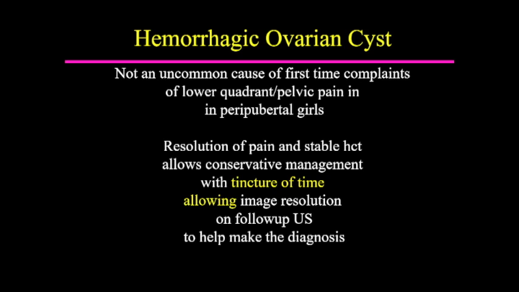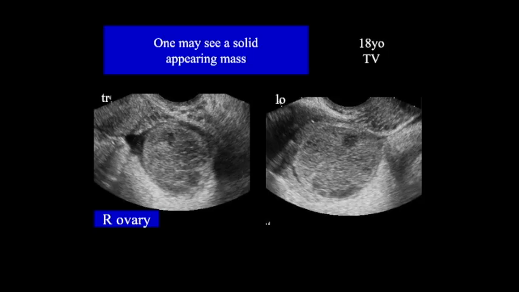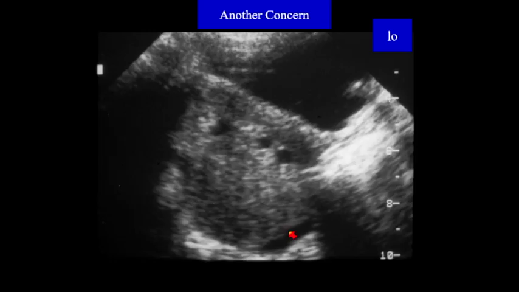So hemorrhagic ovarian cyst is not an uncommon cause of first-time complaints of lower quadrant pelvic pain in peripubertal girls. The initial bright echogenicity will decrease to less bright, and it'll be fluid-like material. It'll eventually be fluid-like as fibrin dissolves and clot lyses, and one will see reticulation, and one can sometimes see echogenic material with through transmission to indicate that it is of relative fluid content.